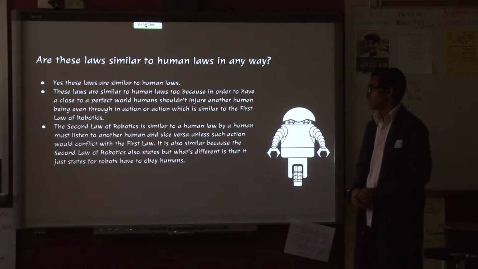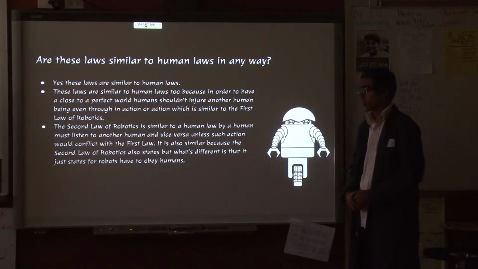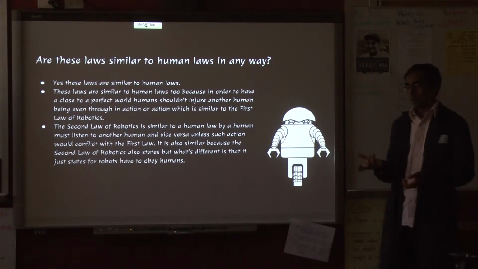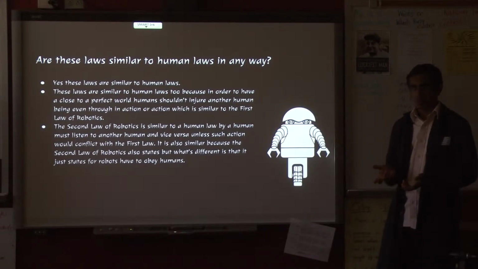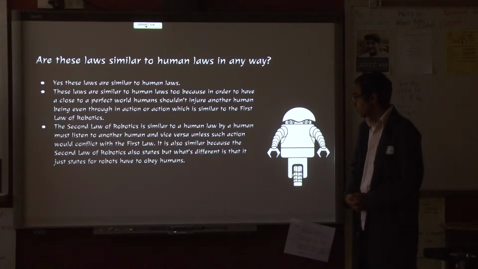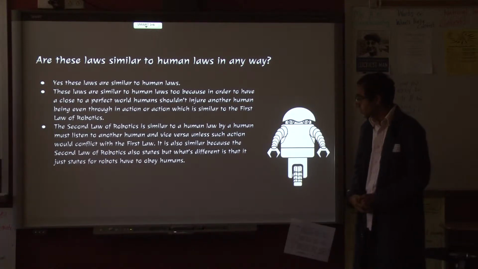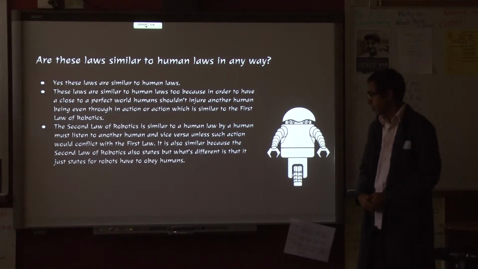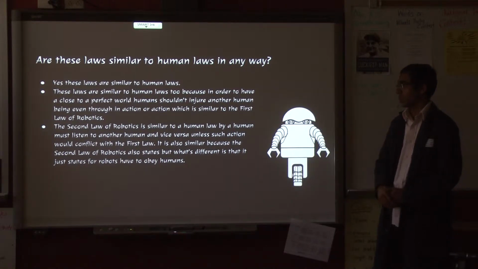And the second law of robotics is similar. The parents give orders to kids for their safety and not for their harm. One example of that. But what's different is that it just states that robots have to obey humans, not the other way around.